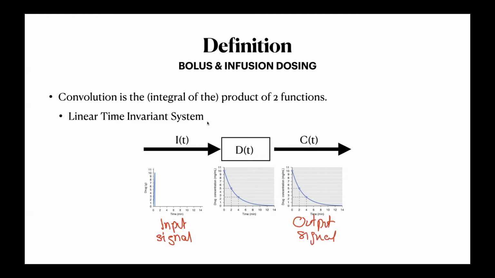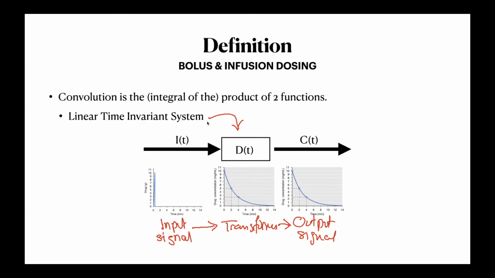In the middle, we've got the disposition of the drug with respect to time, which is called a linear time invariant system. What this does is it transforms the input signal to the output signal. In other words, the input signal comes in here and gets transformed by the function into the output signal. What do they mean by a linear time invariant system?